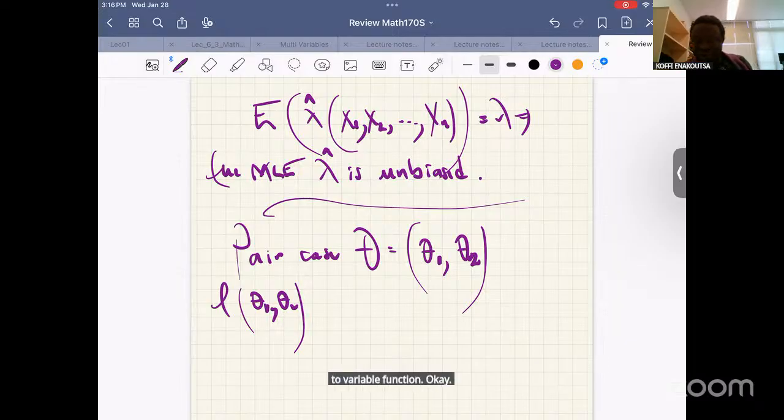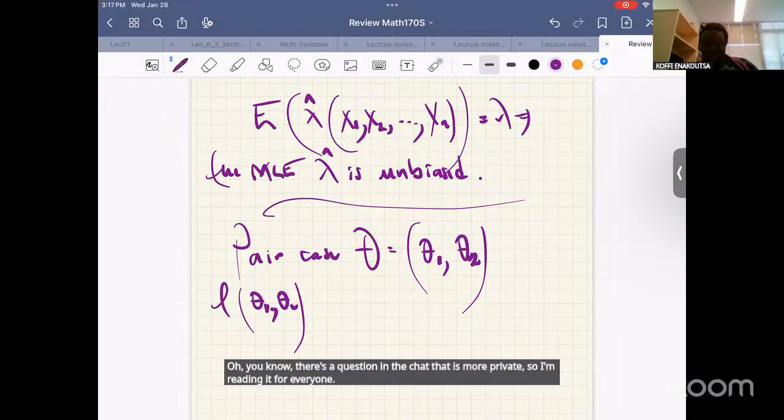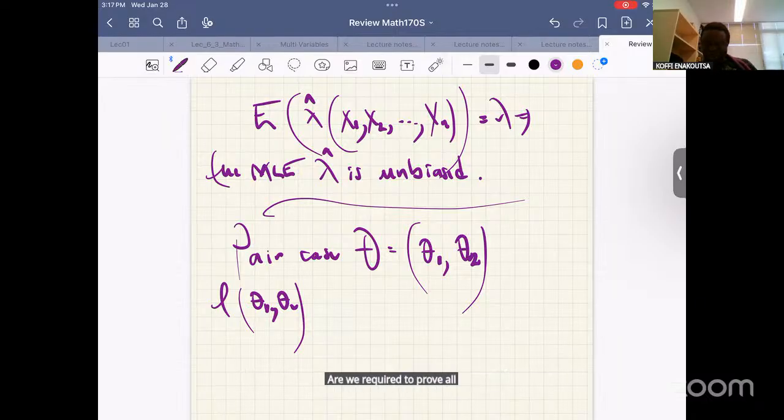So there is another question here in the chat. Are we required to prove all these just now, the result? What do you mean? I don't think I get that question very clearly. There is a question in the chat that is more private. I'm reading it for everyone. Are we required to prove all this just now? The result is okay. But I really don't see what you mean. But what you mean is, do we have to do each of the steps to prove the unbiased case?